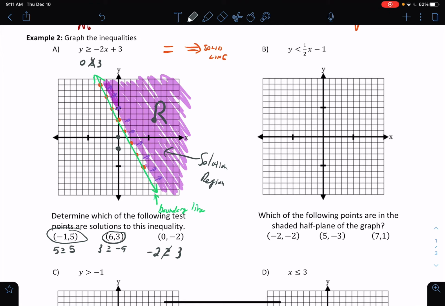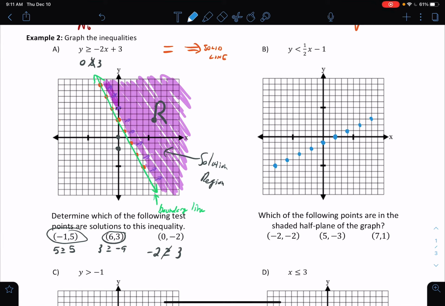All right, let's do another one. y is less than 1/2 x minus 1. Again, let's plot points like we were graphing y equals mx plus b, like we were graphing this line. I start at negative 1, and I go up 1 to the right 2, up 1 to the right 2, so on and so forth. Or I could go down 1 to the left 2, down 1 to the left 2.